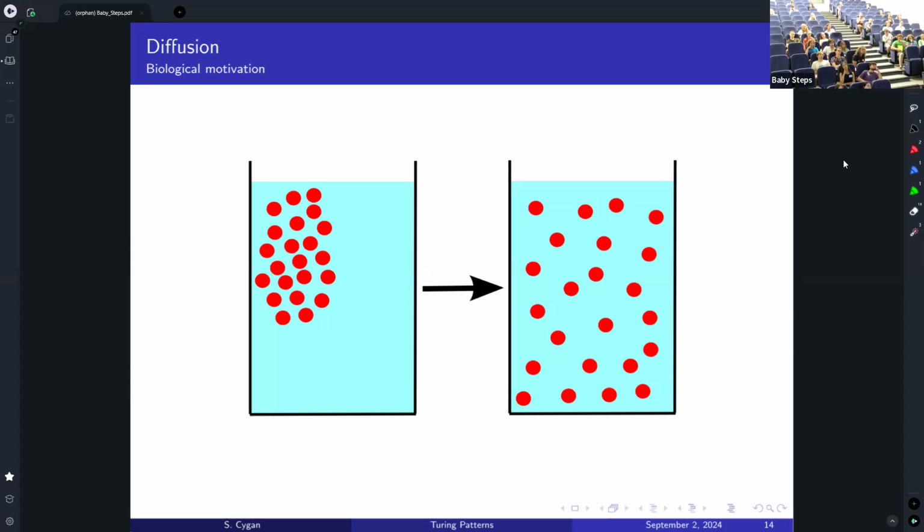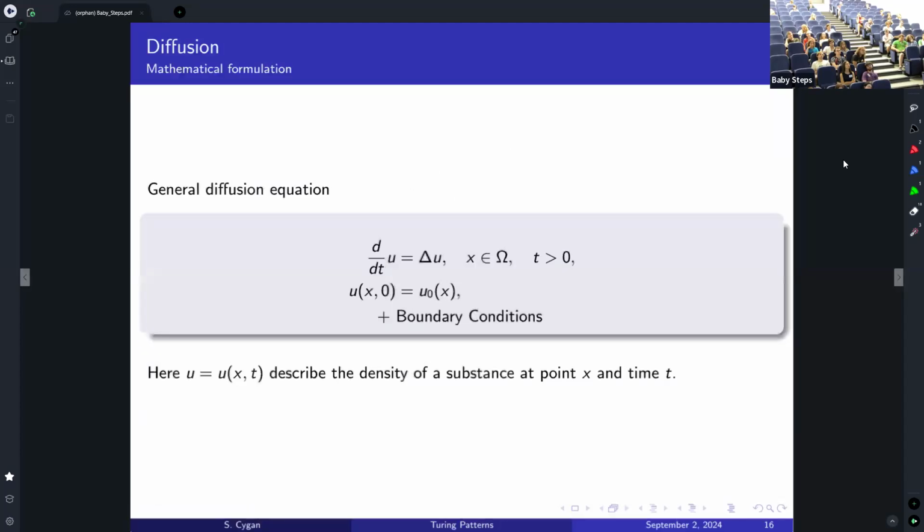Basically, diffusion is a process which describes the homogenization of some substance along the domain. As the time passes, our substance will be uniformly distributed along the whole domain. Diffusion can also be described using differential equations, and the equation for diffusion is the following. The time derivative of u is equal to the second derivative, or in the general case, the sum of second derivatives.